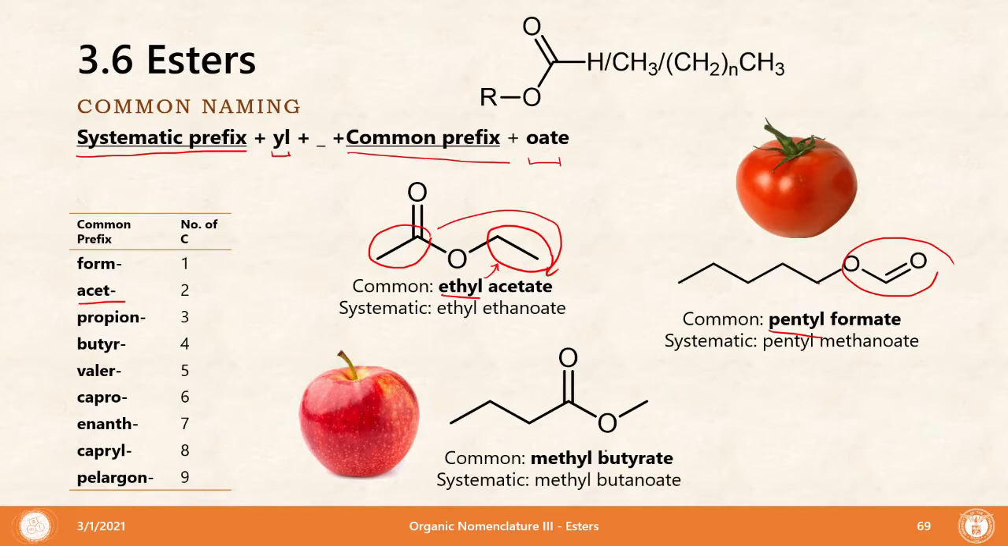And then here we have methyl butyrate. Here we have a methyl group, and then it's connected to a parent chain where the carbonyl carbon is connected to a 4-carbon parent chain. So here we have methyl butyrate, and if I'm not mistaken, it's one of the flavors and scents of apple fruits.